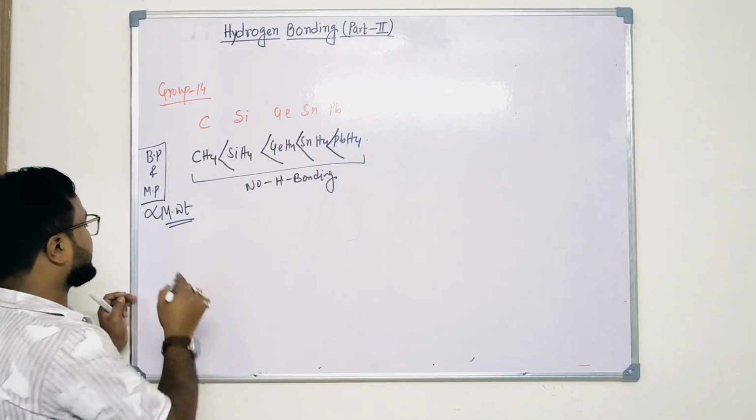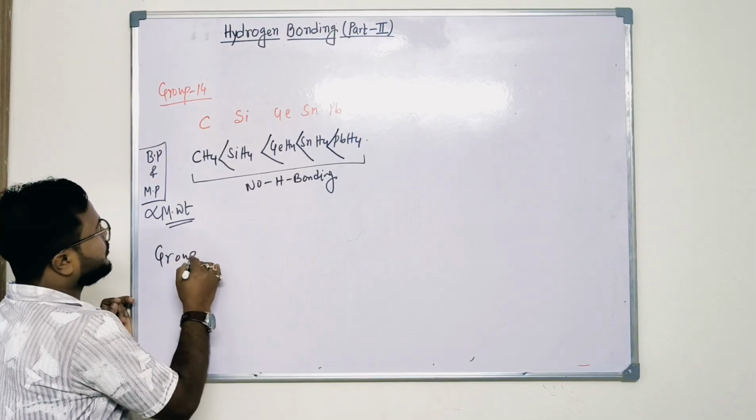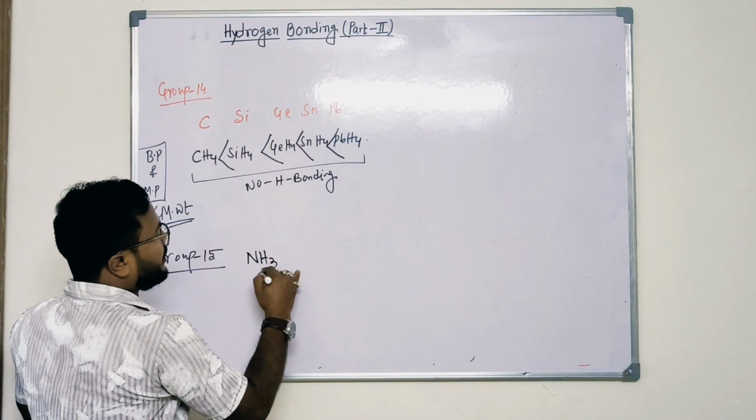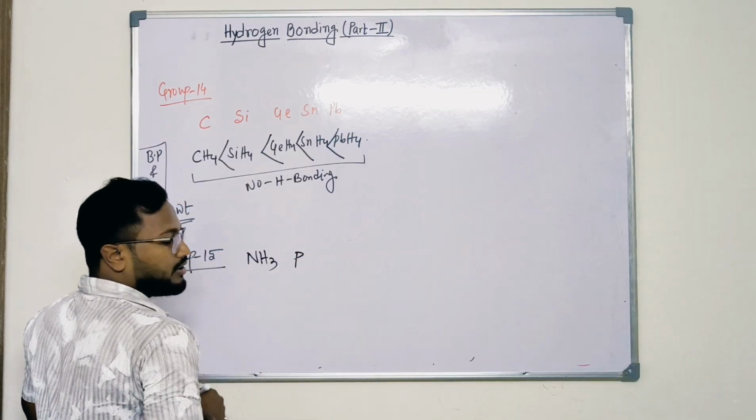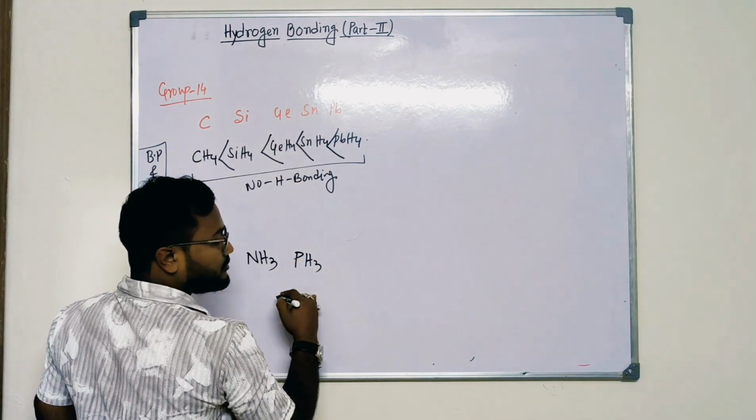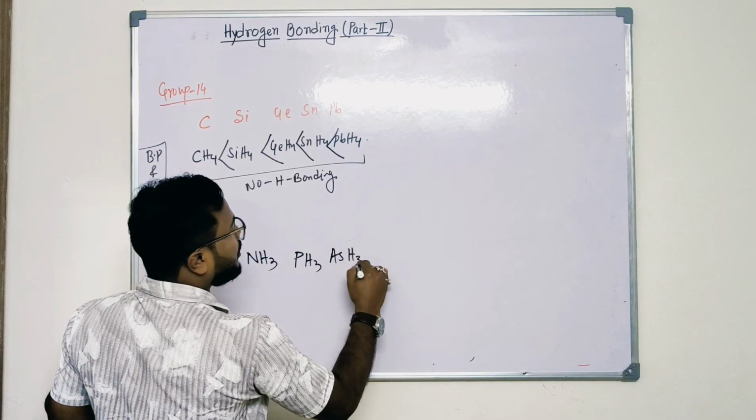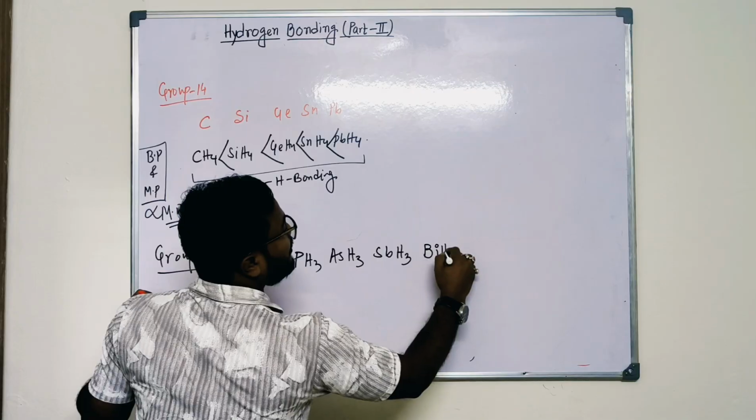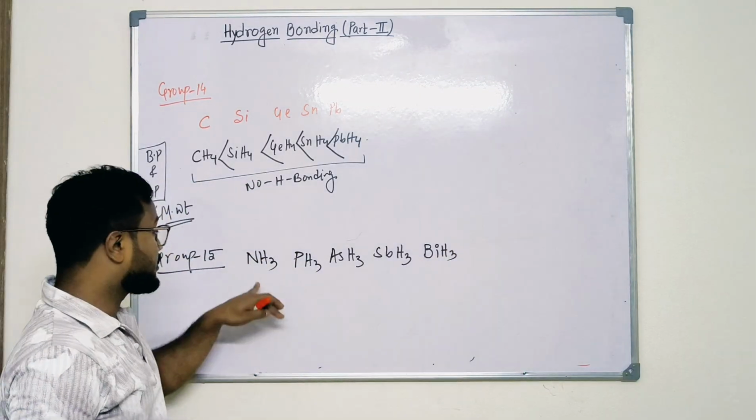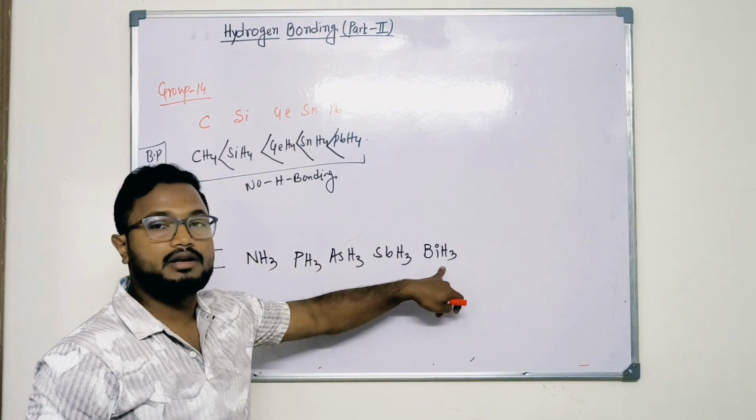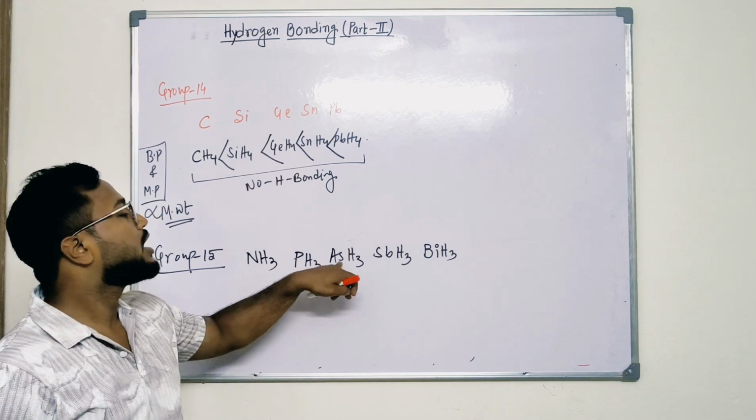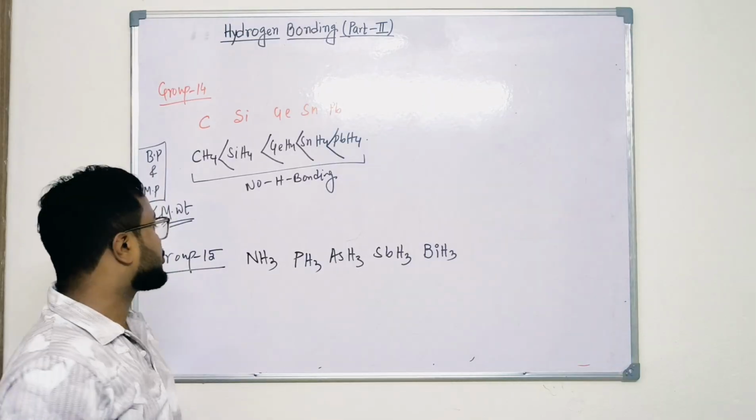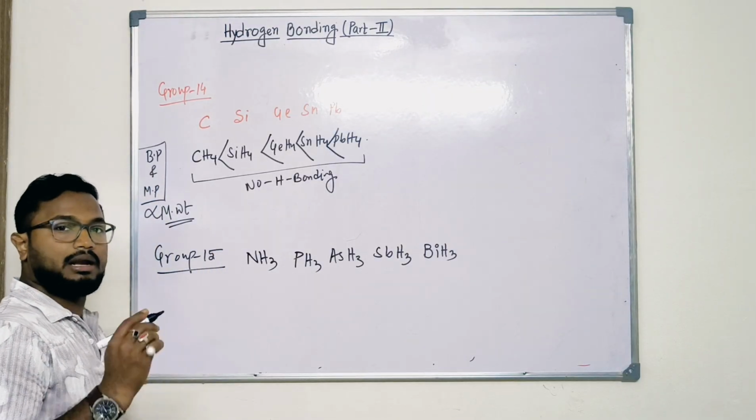Let's check for group 15. In case of group 15, you are going to take NH3, PH3, AsH3, SbH3, BiH3. You can remember it like a mnemonic. Elements are nitrogen, phosphorus, arsenic, antimony and bismuth. So for these compounds, we are going to check how hydrogen bonding is affecting their melting boiling point.